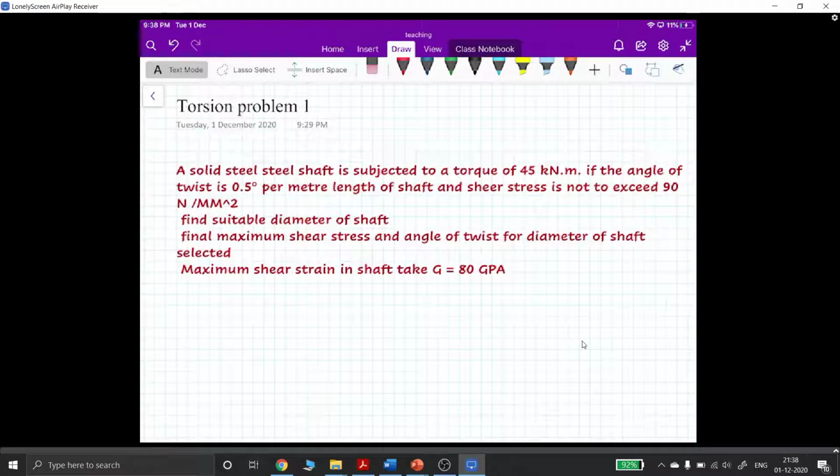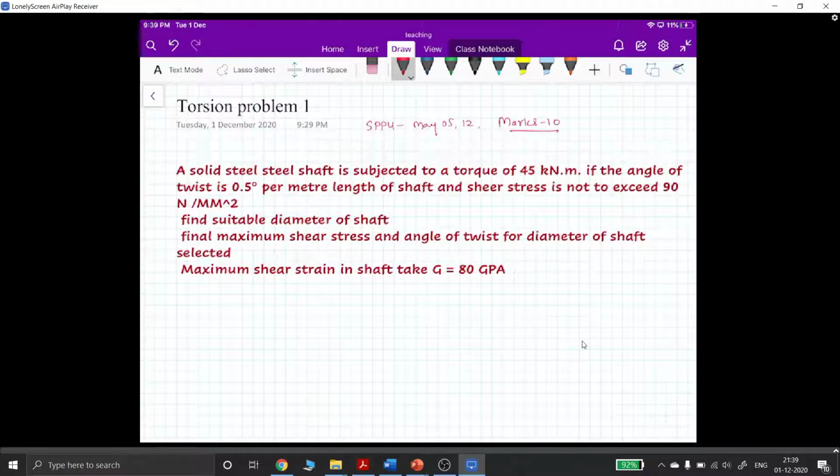Hello friends, today we will solve a problem on torsion. This problem is from a Pune University paper. It was there in the May 2005 paper as well as in the May 2012 paper. The problem was for 10 marks. So let's try to go through the problem.